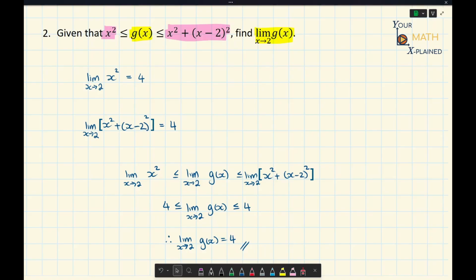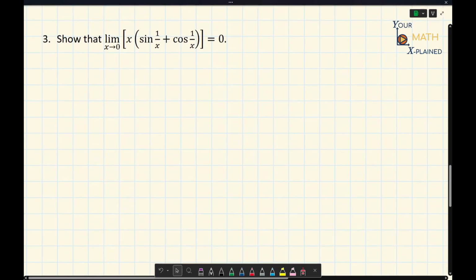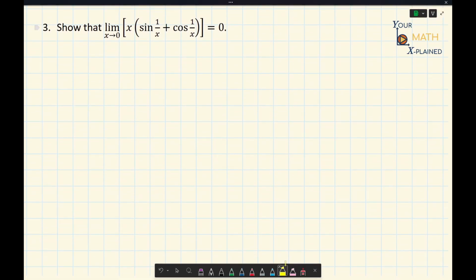This fact is highlighted in a lot of trig examples, as we know that the functions sine of x and cosine of x are bounded by the values -1 and +1. So let's take a look at how we use that in this next example. We want to show that the limit as x approaches 0 of this function here is equal to 0.